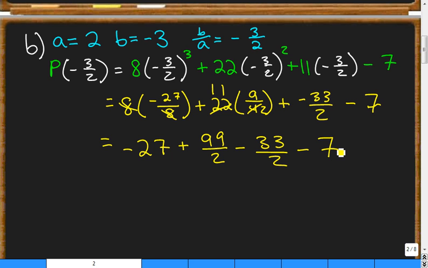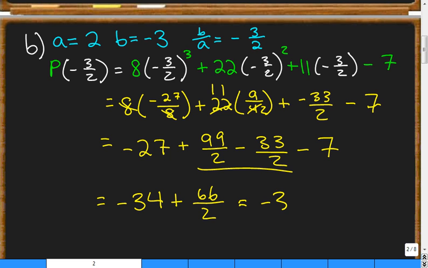So we just need to put our numbers together. We've got a negative 27 and a negative 7. This makes negative 34. And then our two middle terms are both divided by 2. So this is going to become a positive 66 halves, which is 33. So this is the same thing as negative 34 plus 33. So our remainder is negative 1 here.